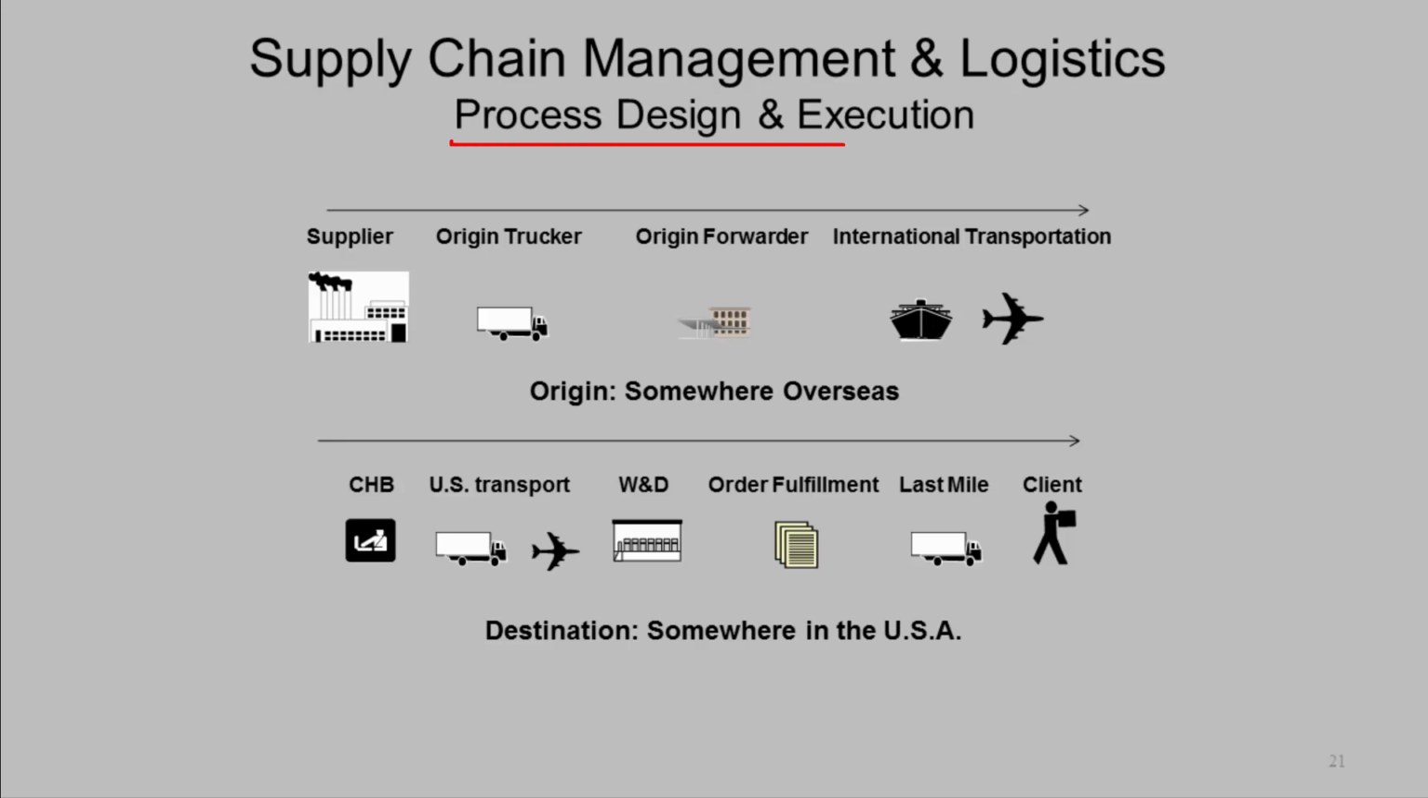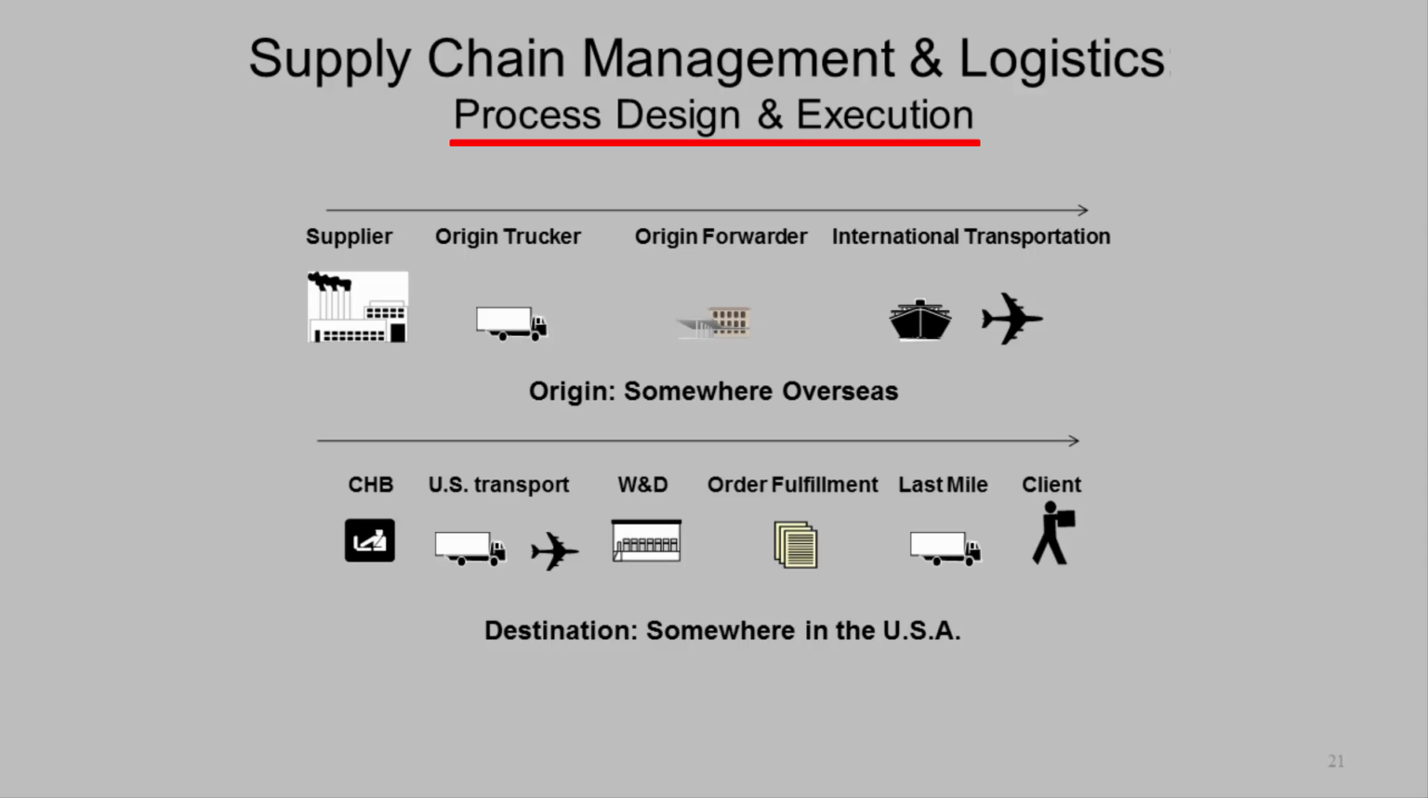Now we're going to talk about the role of processes as it relates to supply chain management and logistics. So we've seen this particular slide before, so we don't have to go through each and every one: the supplier, the origin trucker, the origin forwarder. We want to reiterate the importance of visibility from a planning perspective and execution perspective across the supply chain, reiterate that many, and in some instances all of these players, are third parties in an outsourced environment.